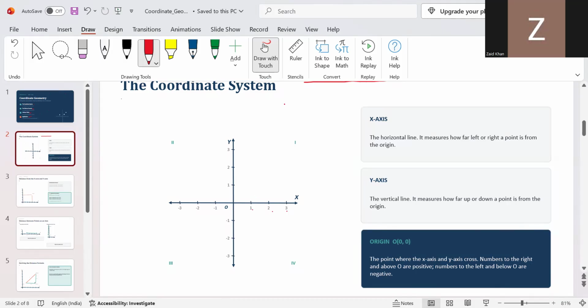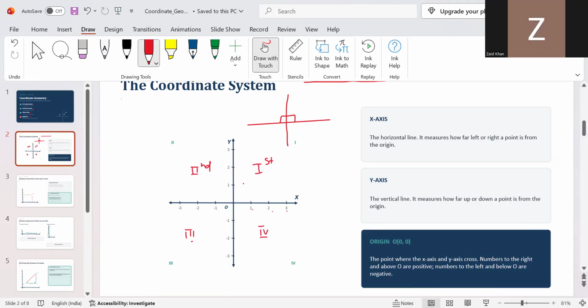Any plane, if you divide it by two intersecting lines, where the intersection should be 90 degrees, it divides the plane into four parts. One is the first, called the first quadrant. This is called the second quadrant. This is called the third quadrant. And this is called the fourth quadrant.